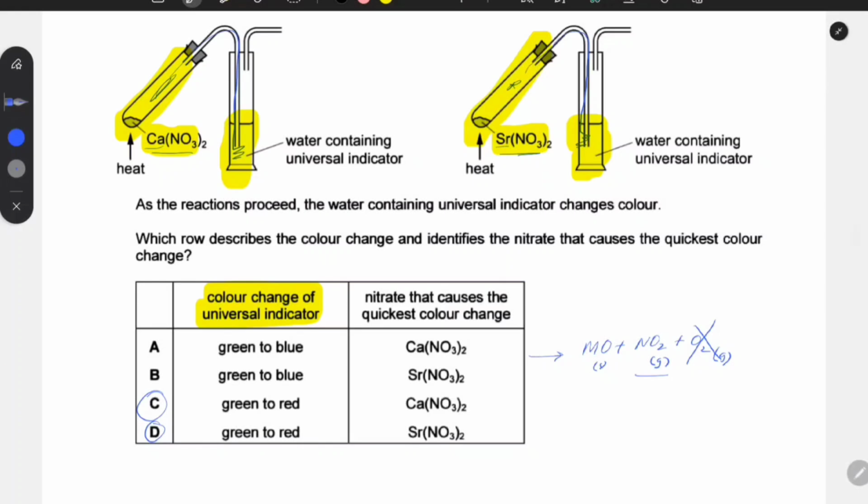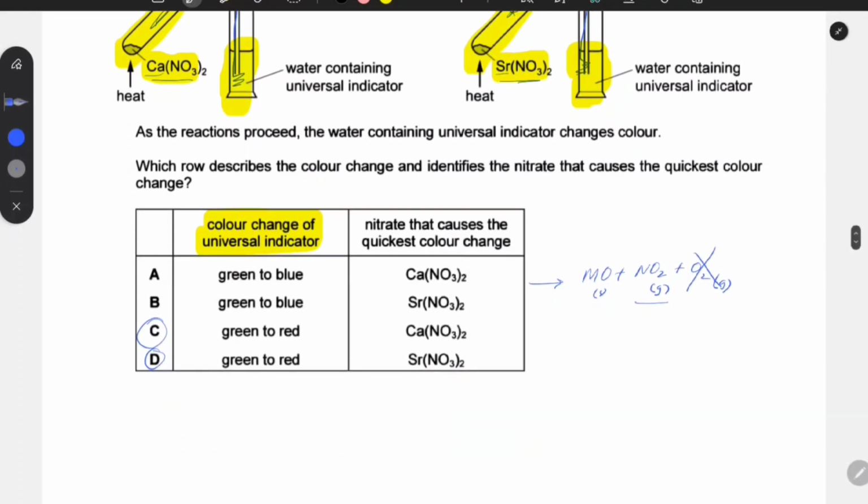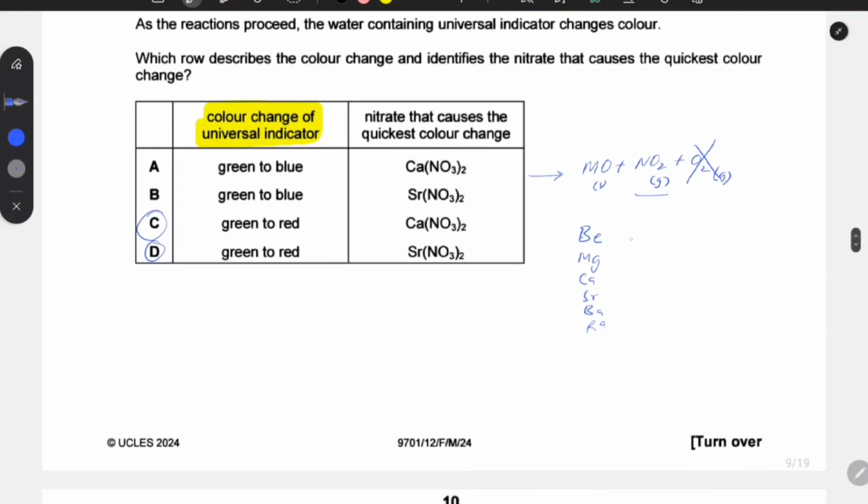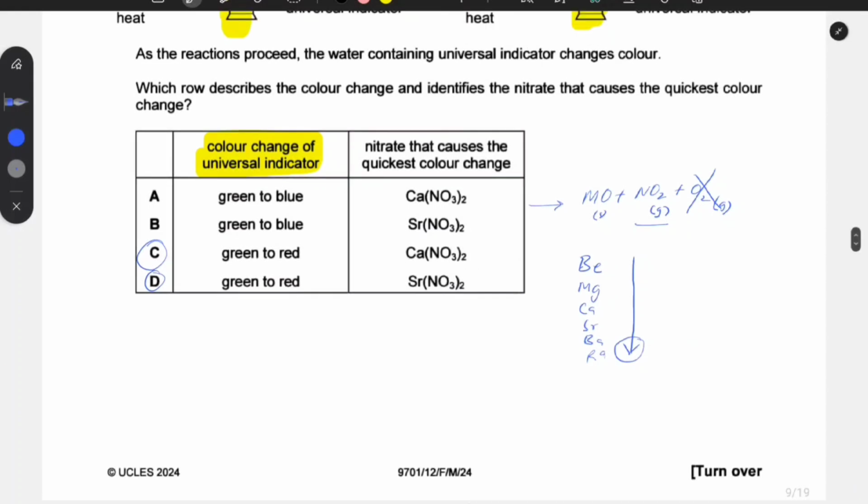As these two belong to group 2, we know that group 2 elements are beryllium, magnesium, calcium, strontium, barium, and radium. And there is a trend in the thermal stability of these group 2 metal nitrates: from top to bottom, the group 2 metal nitrates become more thermally stable. So strontium nitrate is more stable as compared to calcium nitrate.